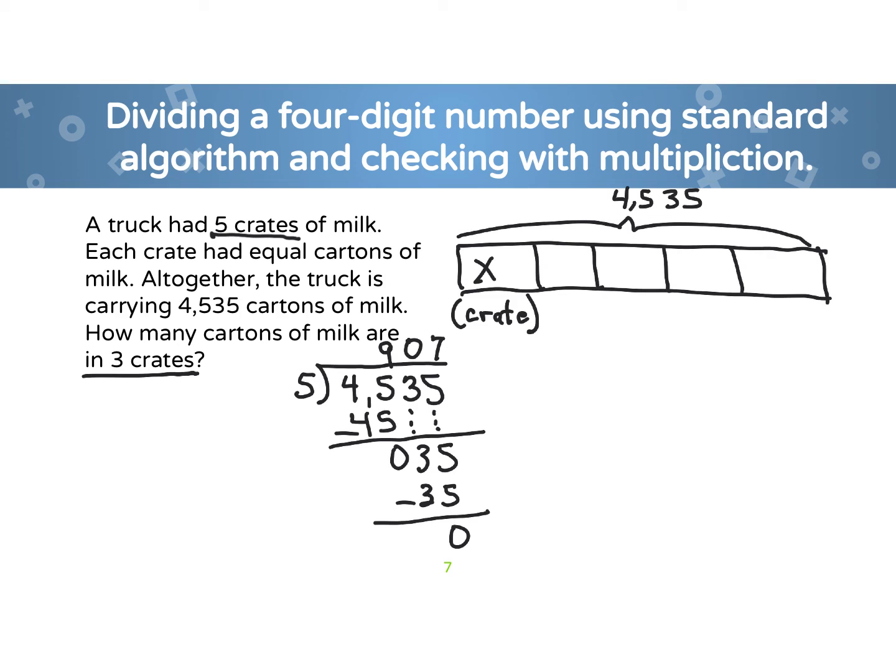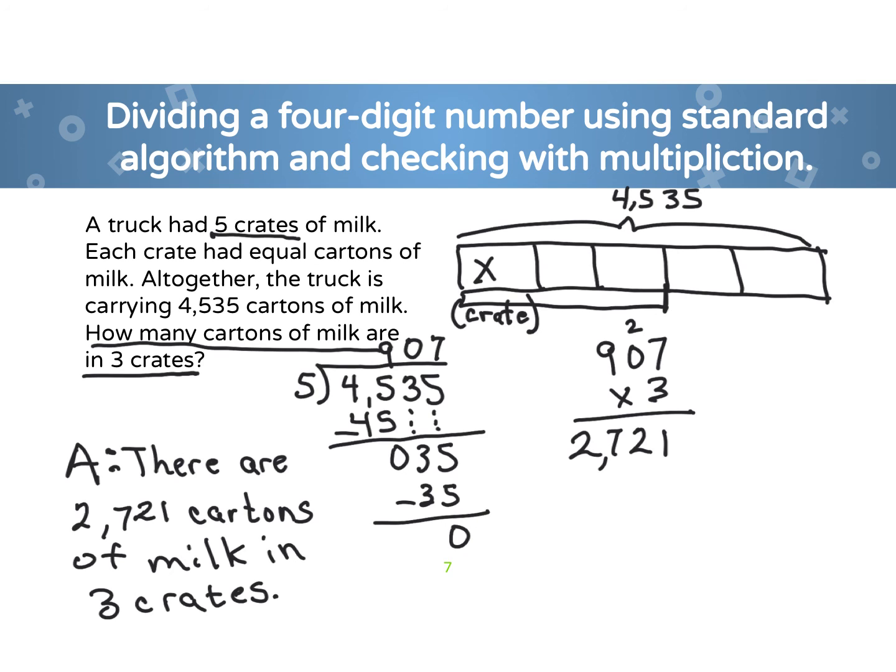Okay, so I just found out that there's 907 cartons of milk in each crate or each box. And so now I'm going to find out how many are in 3 crates, because that's what my final answer needs to be. How many cartons of milk are in 3 crates? So I'm going to take 907 3 times, and then that should be my answer, and I'll write my answer sentence over here. You do that in box number 4, and then check your answer.